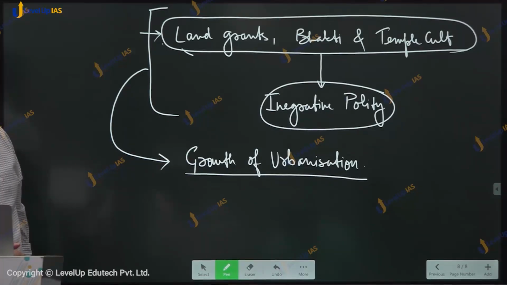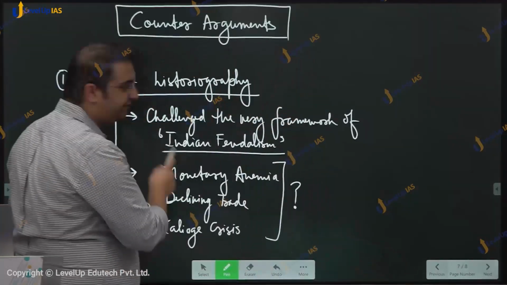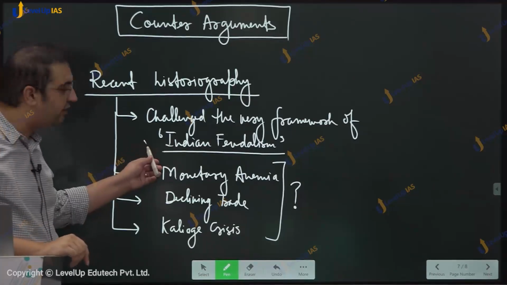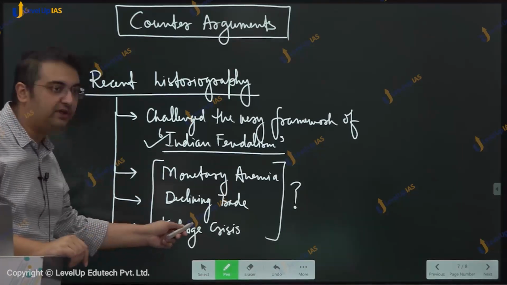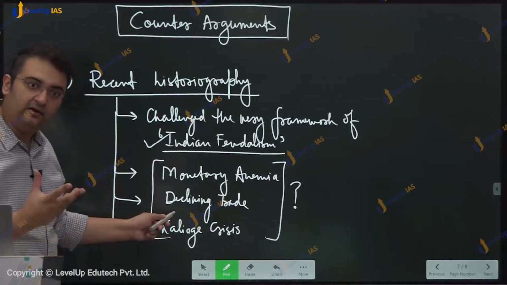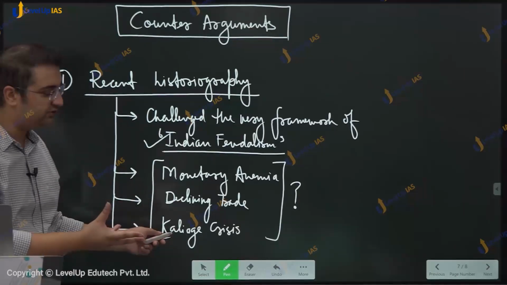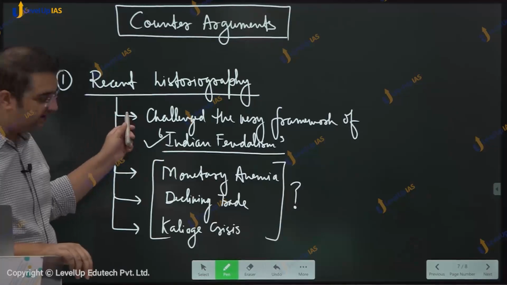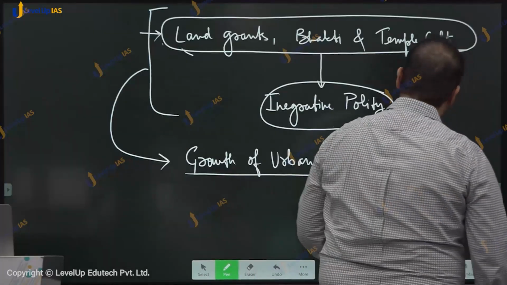ठीक है? तो one counter argument on the basis of recent historiography. Recent historiography क्या बोल रहा है? That the very idea of Indian feudalism is questionable. Why? Because all the pillars used to support it are invalid. Monetary anemia नहीं हुआ. Declining trade not witnessed. Kali age crisis an imagination of the early Marxist historians. And these very ideas were being used to support the idea of urban decay as well. Thus, by bringing these ideas into question, the theory of urban decay itself has been brought into question.